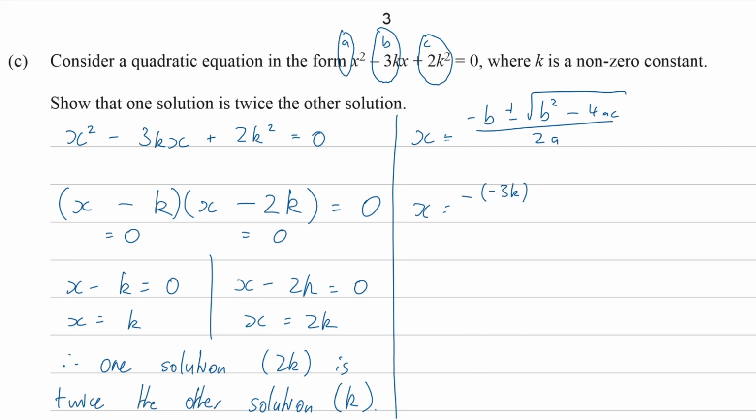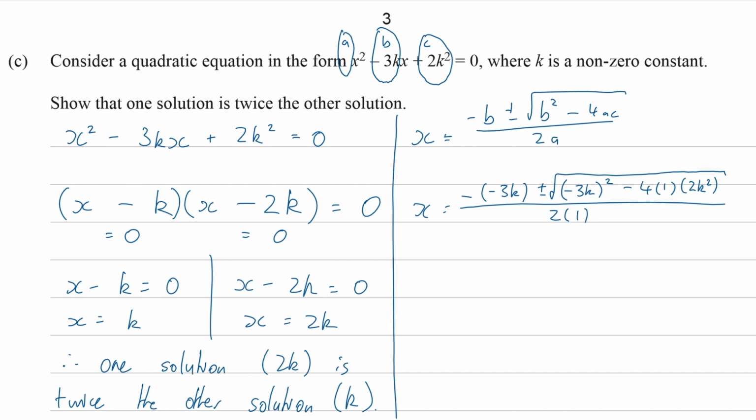Right, so I need to be a little bit careful here. The k is a constant, right? So b is the constant in front of x, negative 3k, plus or minus negative 3k squared, minus 4 times a, which is 1, times c, 2k squared. That's all square rooted, right? And we call this bit the discriminant, actually. Over 2 times 1. So that looks pretty messy, but it'll simplify down to the same solutions we got before.